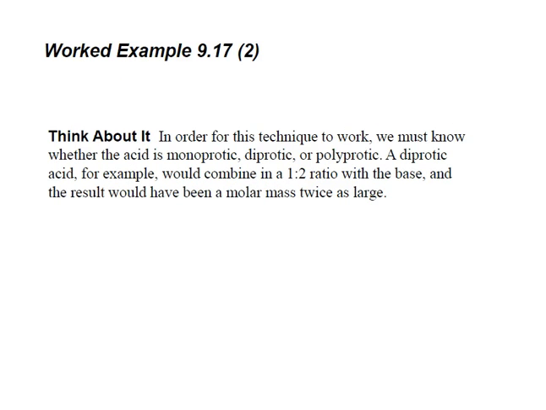In order for this technique to work, we must know whether the acid is monoprotic, diprotic, or polyprotic. Monoprotic is where you'd get a 1-to-1 ratio. Diprotic, in that previous example we looked at, 9.16, you get a 2-to-1 or 1-to-2 ratio. And then polyprotic, it could be 3 or 4, and then it would be triple or quadruple. And then, of course, the result would have been a molar mass twice as large, or 3 times or 4 times as large. So this wraps up chapter 9, and I did it in 2 parts.